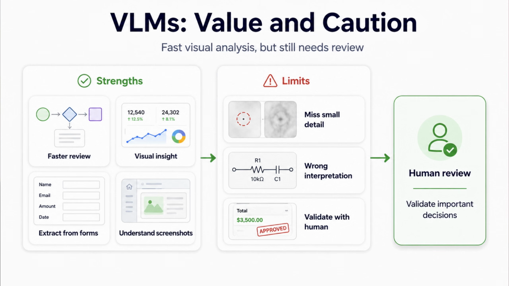But even though these systems are powerful, they are still not perfect, because a VLM may misunderstand a complex diagram, miss small details, or incorrectly interpret text inside an image. And because of this, important decisions should be validated by humans. So the real value of VLMs is not that they completely replace human review, but that they significantly improve how quickly users can analyze the visual information and extract useful insight from it.